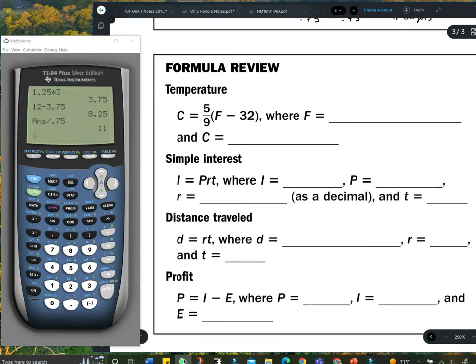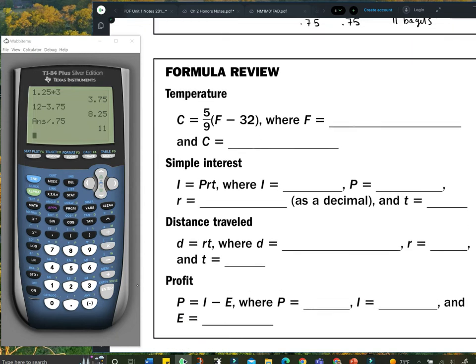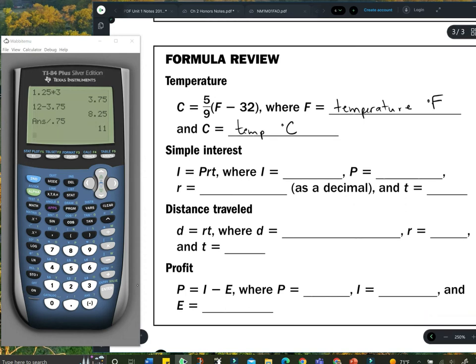Okay, so that helps with your checkpoint. Last thing here is using formulas. These formulas, again, keep in your notes. They're pretty easy to follow and just plugging in numbers. F is our temperature formula. It goes from Celsius to Fahrenheit and back and forth. So this converts to Celsius. F is the temperature in degrees Fahrenheit. C is the temperature in degrees Celsius.